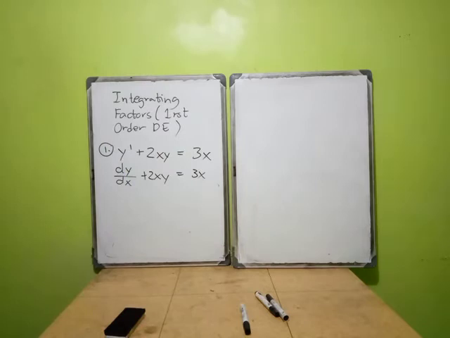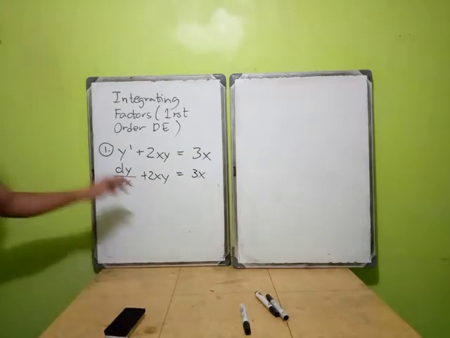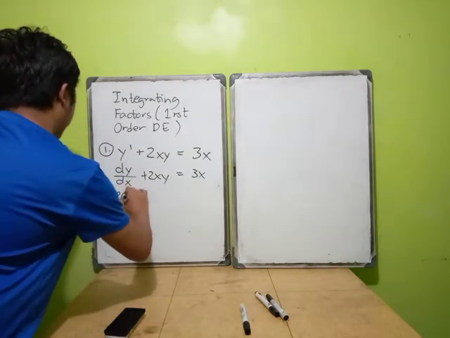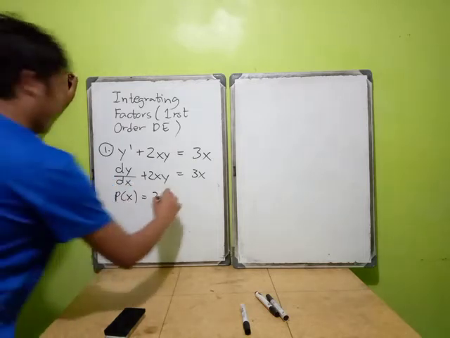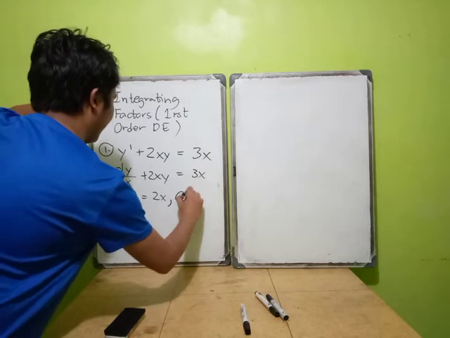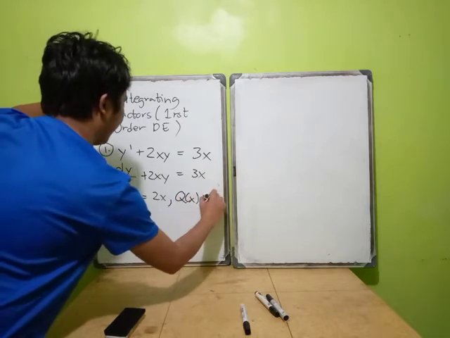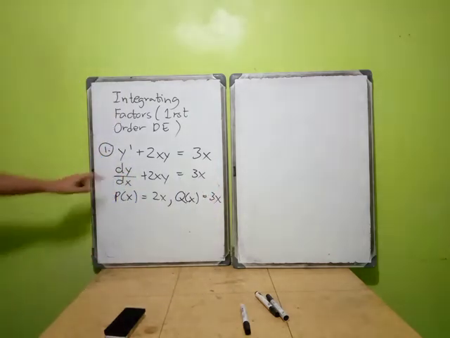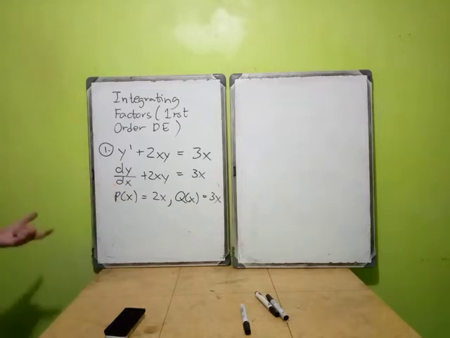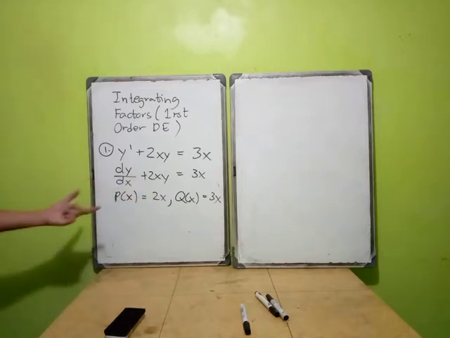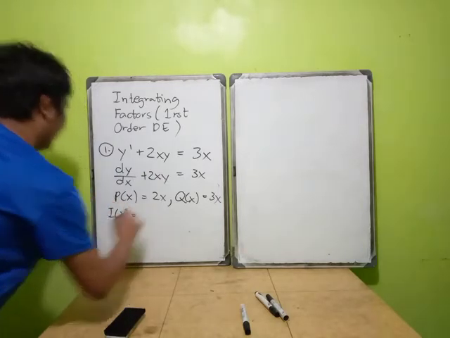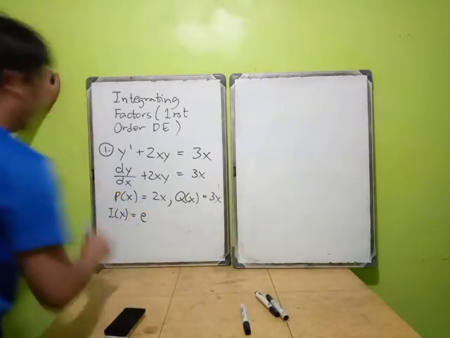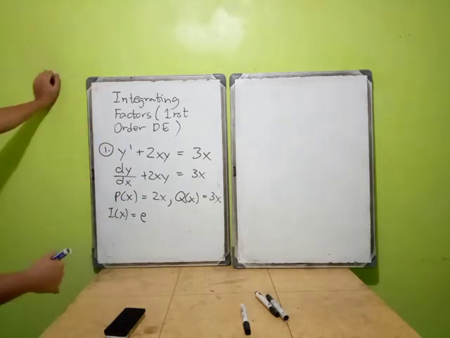Yes. So, if that is the case, the px here will be 2x. And then your qx is this, 3x. Okay? Since, what is at the bottom? x. So, therefore, our integrating factor is e to the power of integral of px.